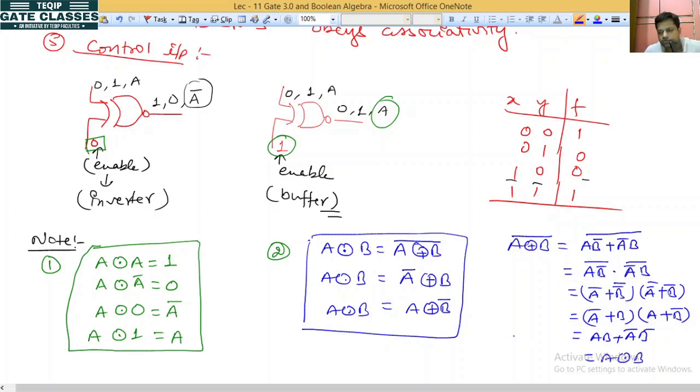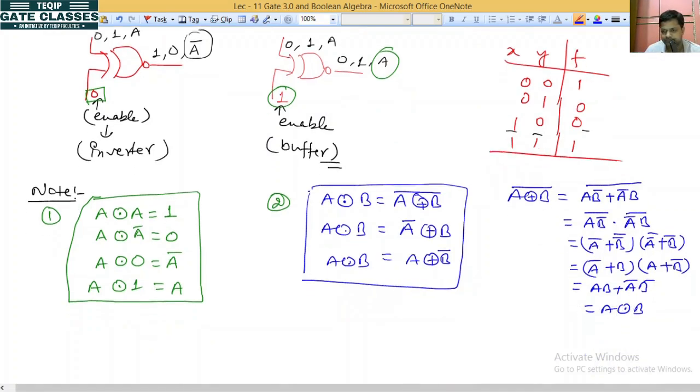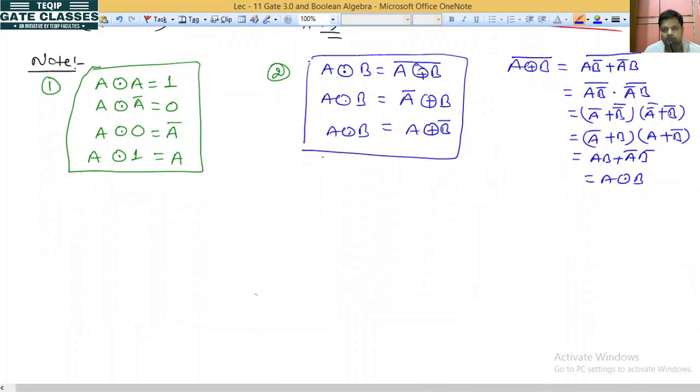Okay? You can multiply and you can see the changes. So it will be A XNOR B. Now similarly, one more formula is there for XNOR. A XNOR B is equal to A bar XNOR B bar, is also equal to, it is XNOR, always remember this is XNOR. Okay? And these three are XOR.